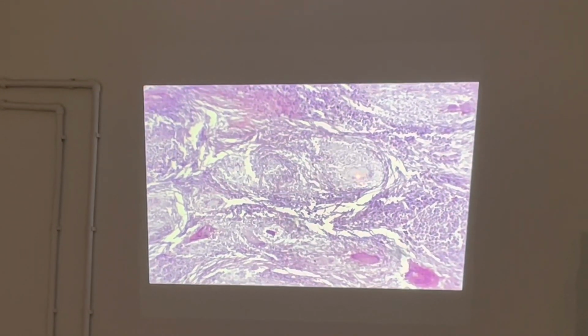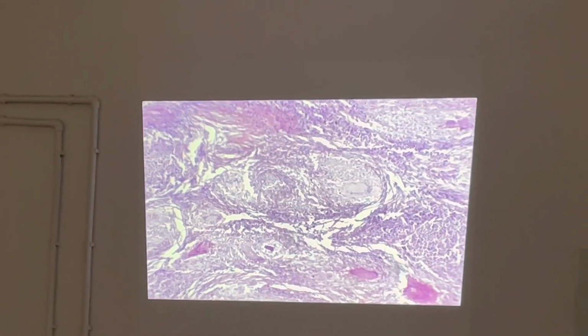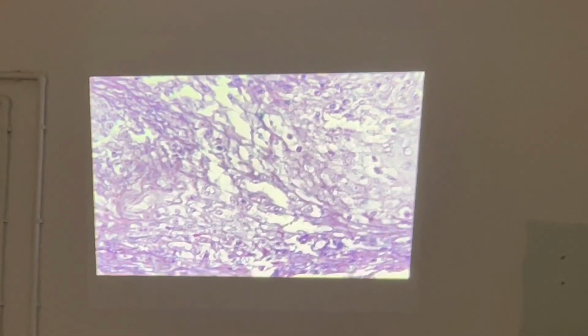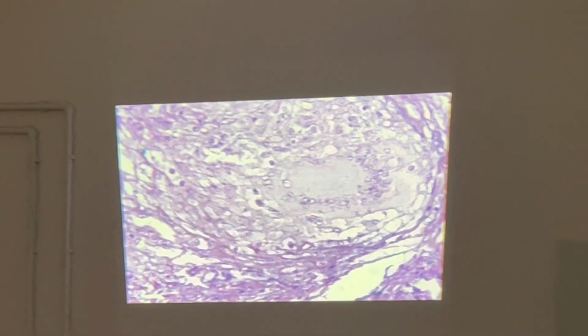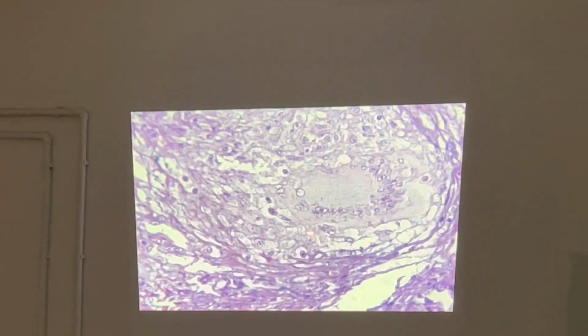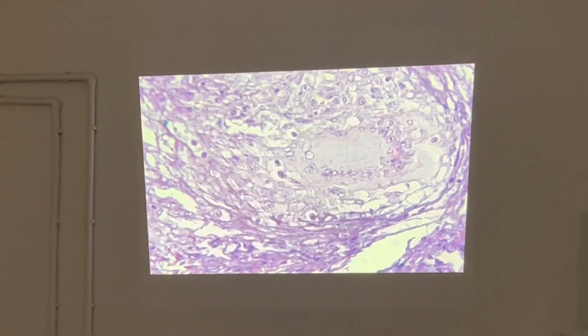What about this cell? Do you remember this cell? Now let's look at it. So here in white is a giant cell. Okay, excellent. This is a giant cell. It is only a single cell that contains multiple nuclei.